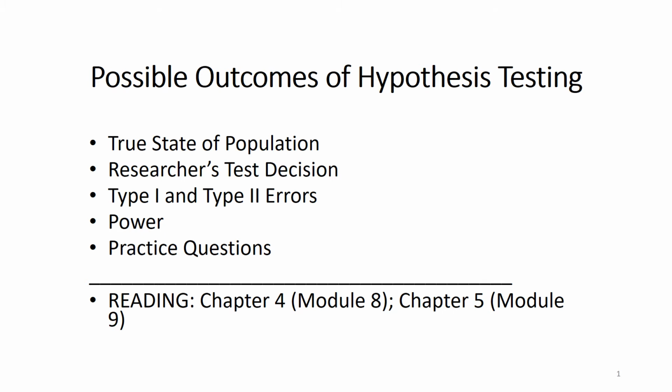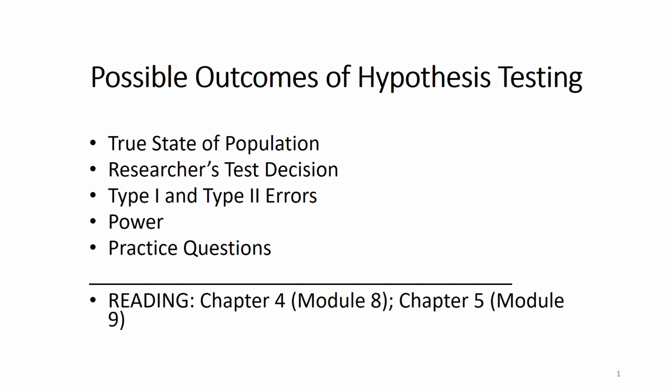So we're going to break this down by talking about first the true state of the population, sort of the theoretical, if we were all seeing, all knowing, what's really going on in the population. Then we're going to talk about something that's a little bit closer to what we've been doing, the researcher's test decision, rejecting H0, failing to reject H0.